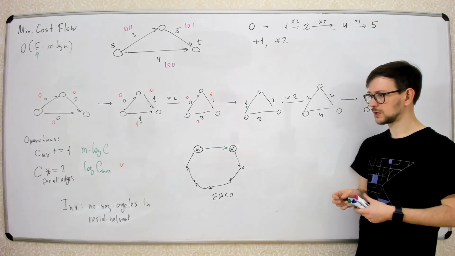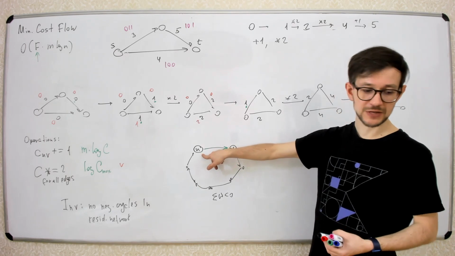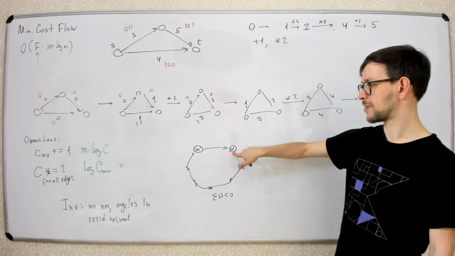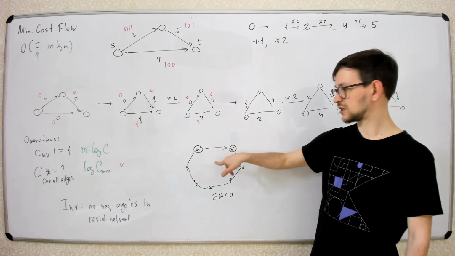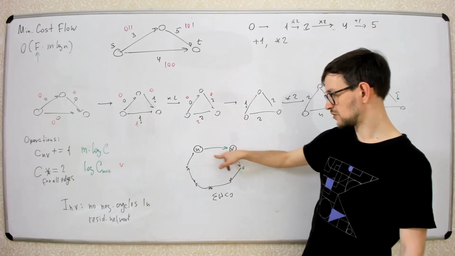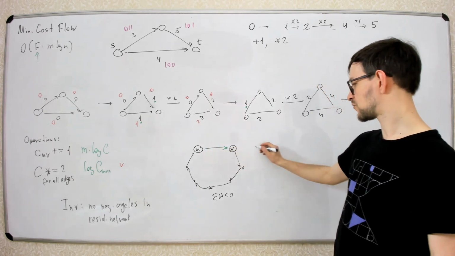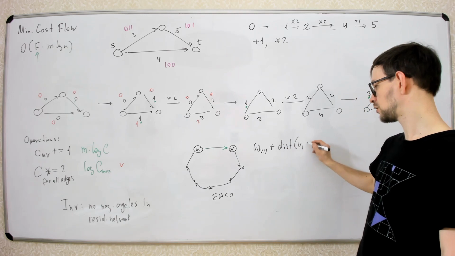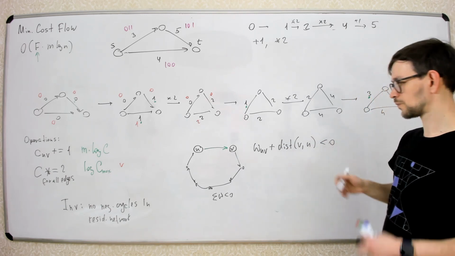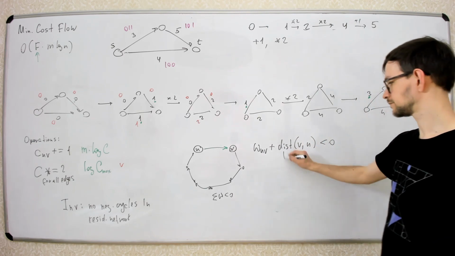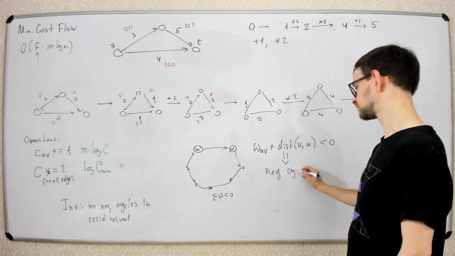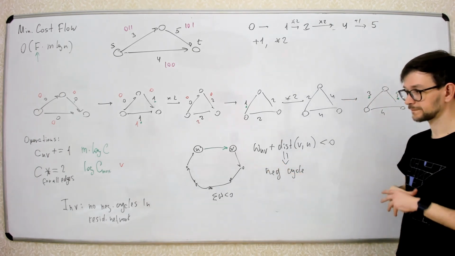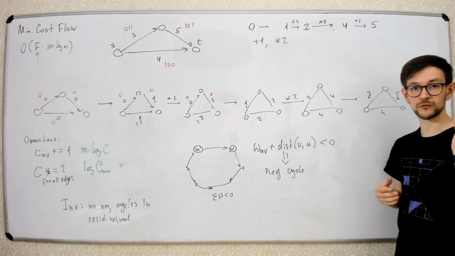It's quite simple. If you want to find a negative cycle which contains this edge, you need to take this edge plus a path from V to U. So you take the shortest path from V to U. If the weight of this edge UV plus the length of the shortest path from V to U is less than 0, then you have a negative cycle.